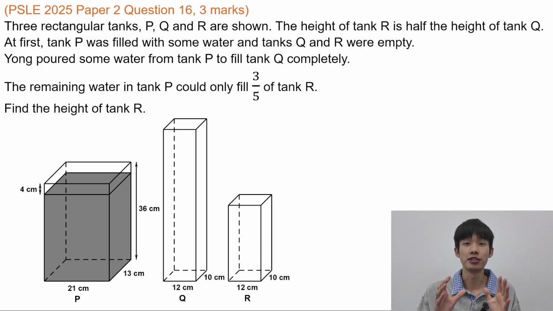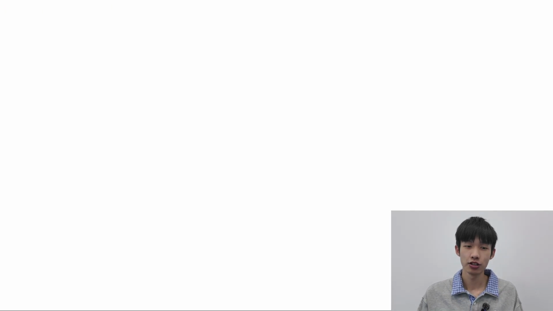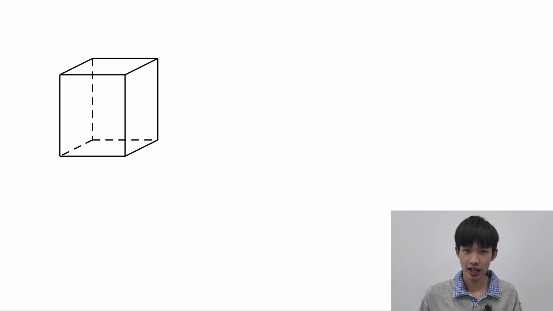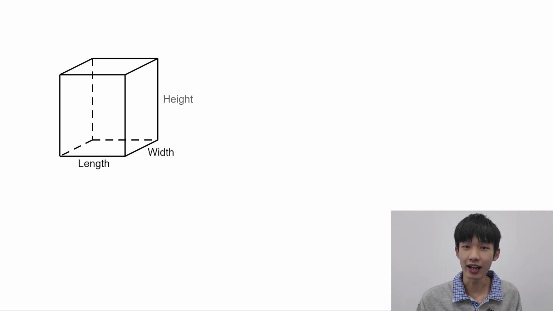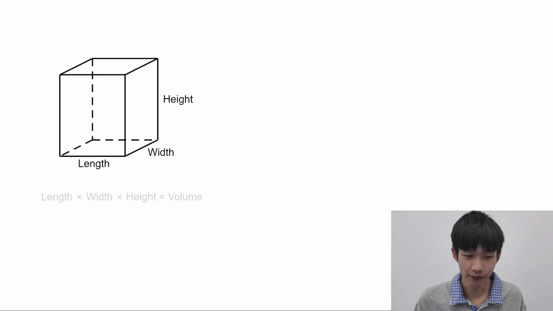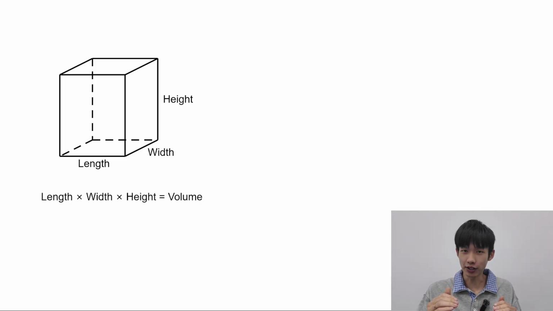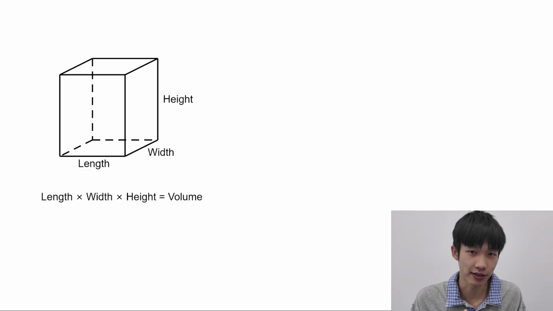Before we start with this question, let's do a simple revision of how to calculate volume. Over here, I have a cuboid, and for this cuboid we have three values: length, width, and height. Now the problem is, how do we find the volume? Very simple. It equals length times width times height. The three values multiplied together give us the volume.